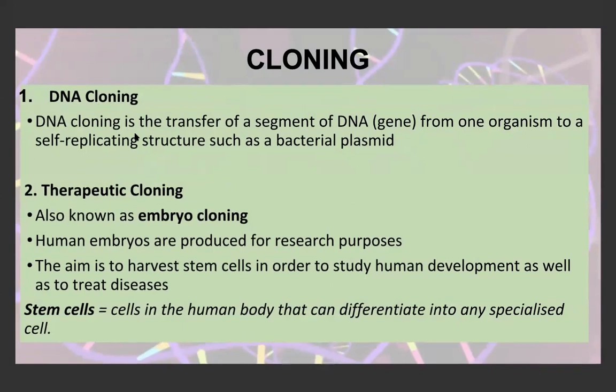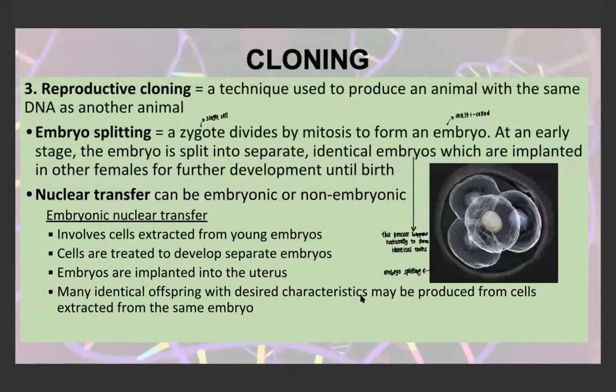So DNA cloning is just the transfer of a segment of DNA from one organism to a self-replicating structure, such as a bacterial plasmid. So it's literally cloning of just simply DNA. Therapeutic cloning is also called embryo cloning, where human embryos are cloned and produced over and over for research purposes. And the aim is to harvest stem cells in order to study human development as well as to treat diseases. So this is basically used for research. Stem cells are basically the meristematic cells of humans, so the undifferentiated cells in humans that still can specialize into new cells, into any cells.